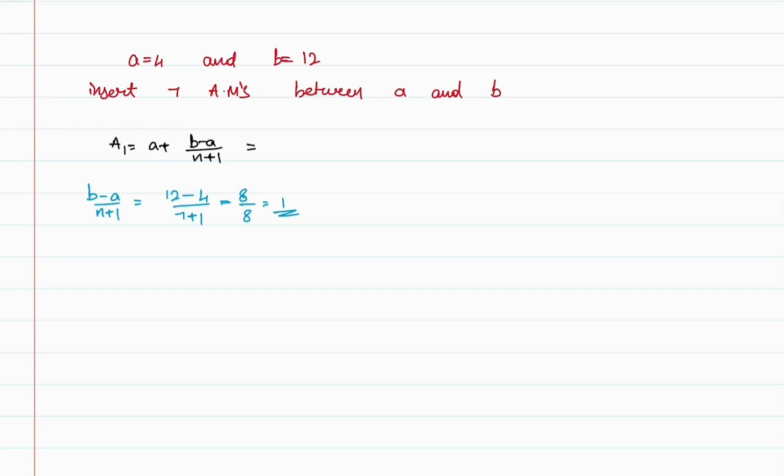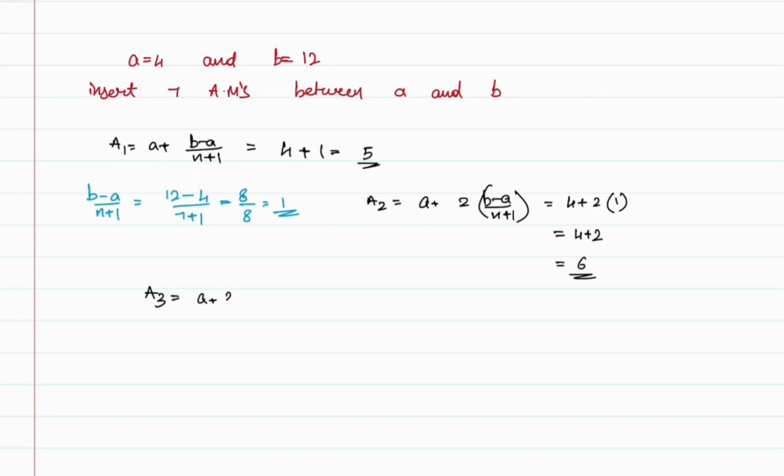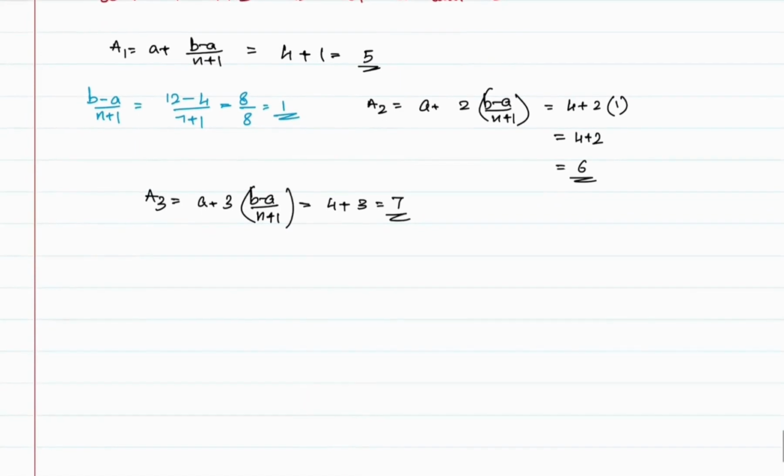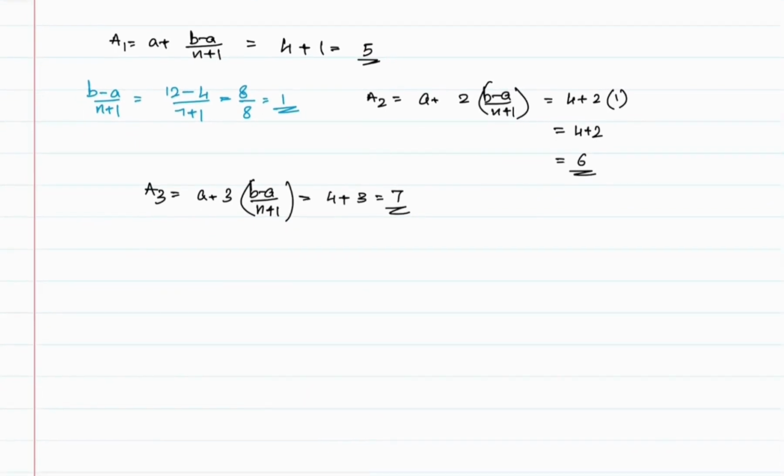Now a1 will be equal to the value of a, which is 4, plus (b minus a) by (n plus 1), which is 1. So this will be given by 5. Now the value of a2 will be equal to a plus 2 times (b minus a) by (n plus 1). So this will be equal to 4 plus 2 times 1, which will be equal to 4 plus 2, that is equal to 6. Similarly, a3 will be equal to a plus 3 times (b minus a) by (n plus 1), which will be given by 4 plus 3, that is equal to 7. So here you can see that a1, a2, a3 are given by 5, 6, 7. So those are consecutive natural numbers.